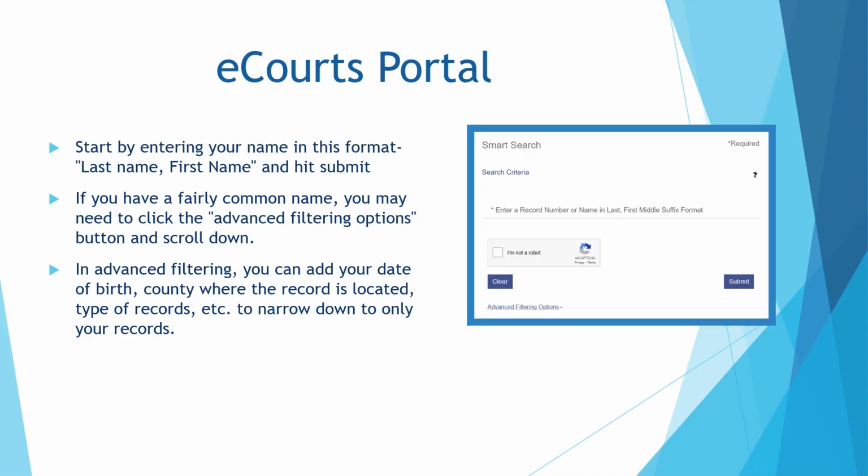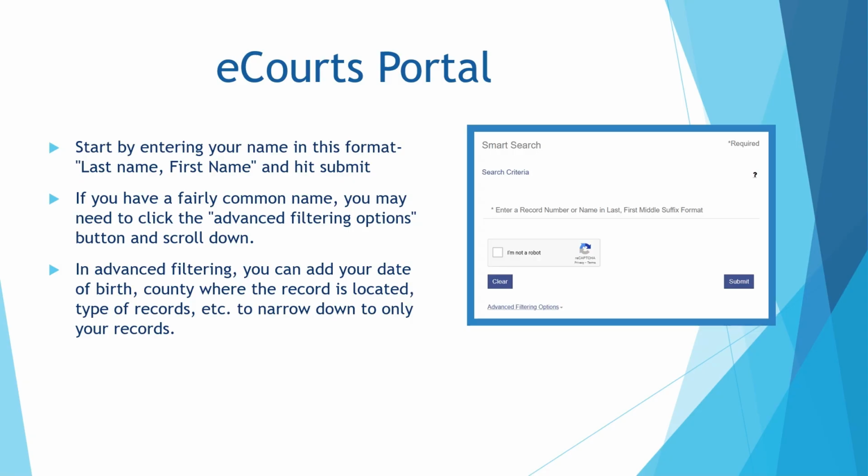Once you click on the Smart Search button, you should get something that looks a little bit like this. It's going to say Smart Search, and it's going to have enter a record number or your name, the last name, first name, and a little CAPTCHA and a submit button. Here's where you want to think about how to find your records. You can just start by putting in your last name, putting in your first name, hitting submit, and filling out that little CAPTCHA.